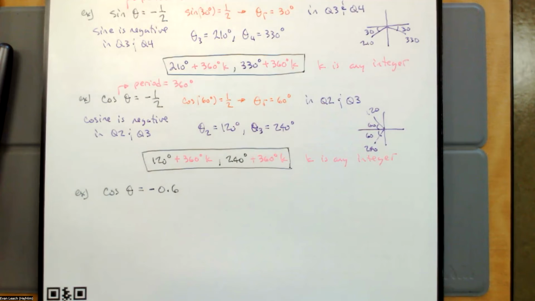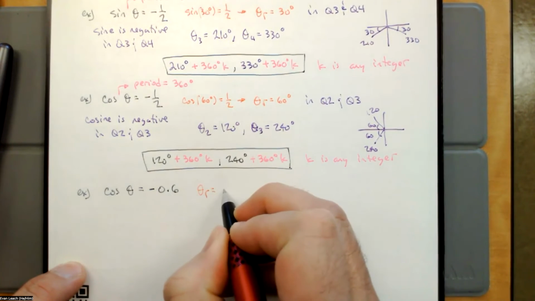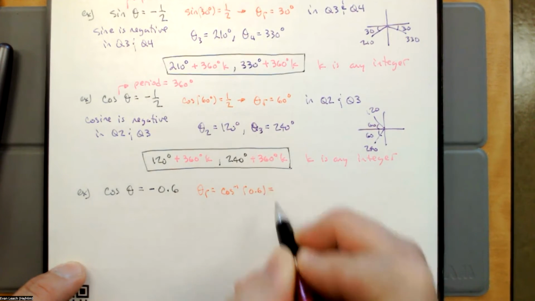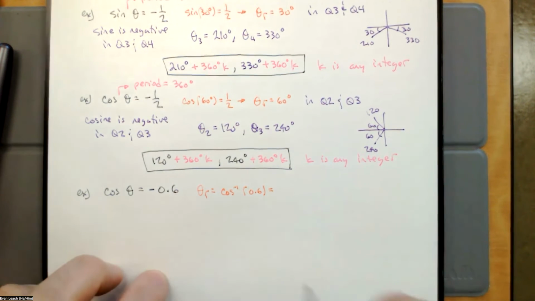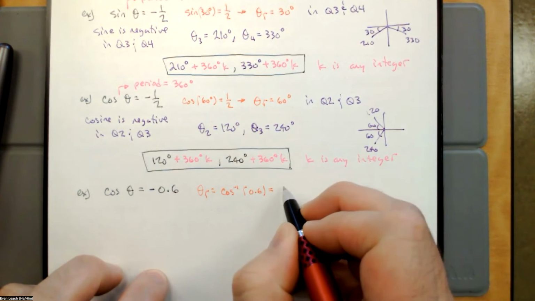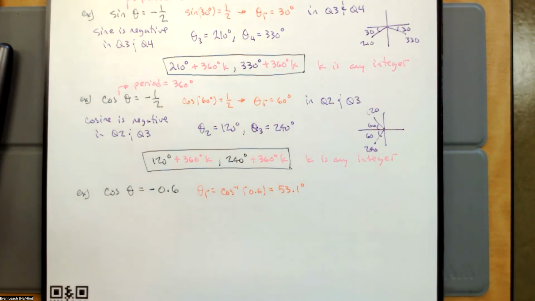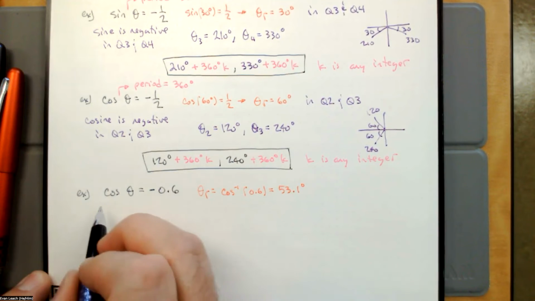So our reference angle is cosine inverse of 0.6. Once again, for the reference angle, we don't worry about the negative. That's going to come in when we're deciding on quadrants. So cosine inverse of 0.6 is 53.1. The negative comes in when we decide on quadrants.